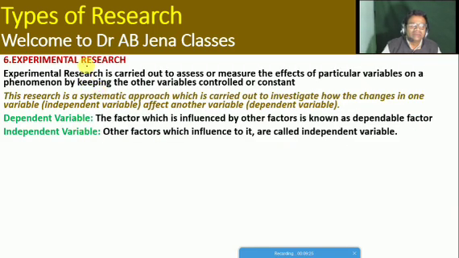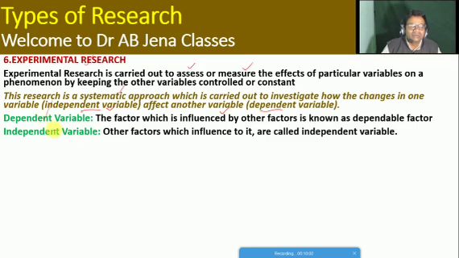So next, one category or type of research is what? What is the meaning of experimental research? So friends, experimental research is carried out to assess or measure the effects of particular variables on a phenomenon by keeping the other variables controlled or constant. This research is a systematic approach to investigate how changes in one variable, the independent variable, affect another variable, the dependent variable.